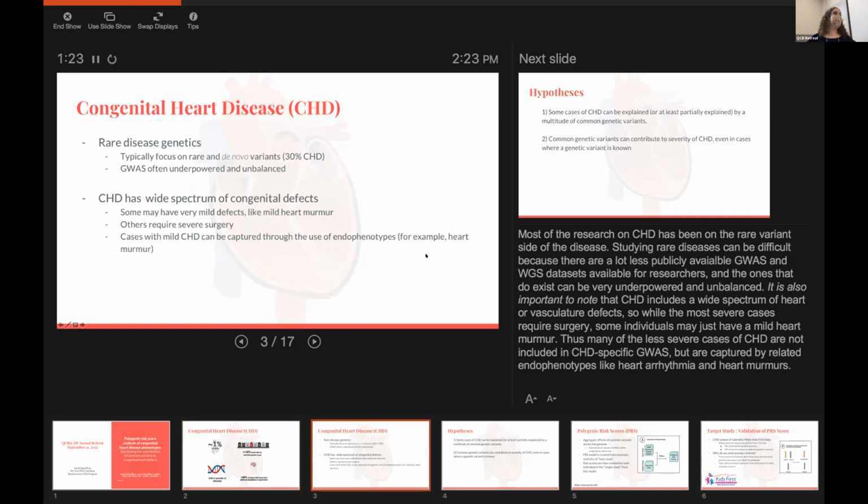Most CHD research to this point has been focused on rare variants. Studying rare diseases like CHD can be a little bit difficult because there are a lot fewer publicly available data sets, including GWAS analyses and whole genome sequence data sets. The ones that do exist can be underpowered and unbalanced, especially the GWAS. Another interesting thing to note is that CHD includes a wide spectrum of heart or vascular defects.